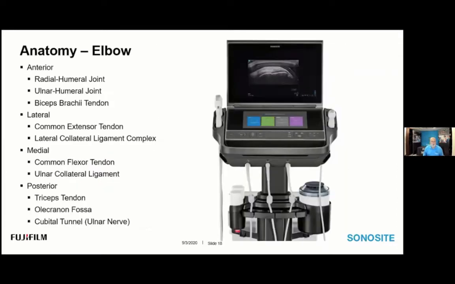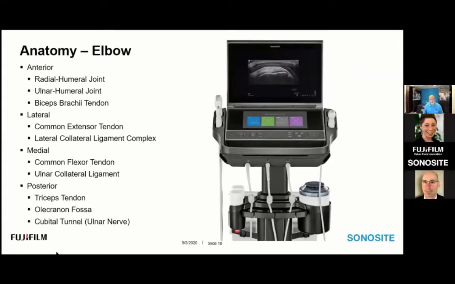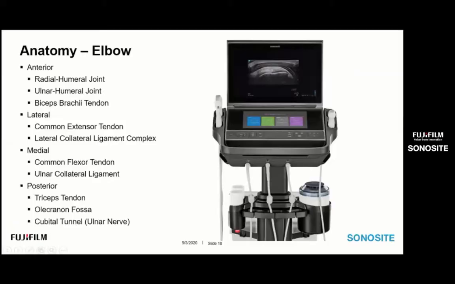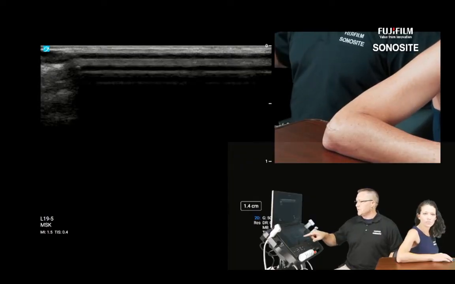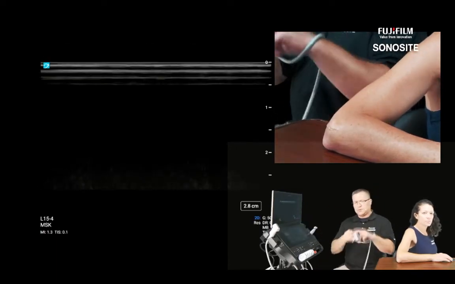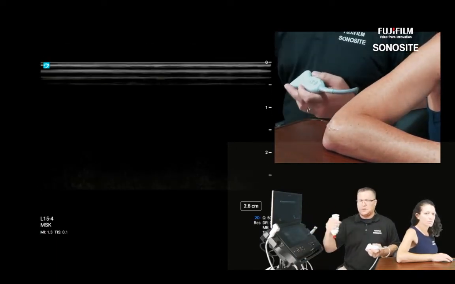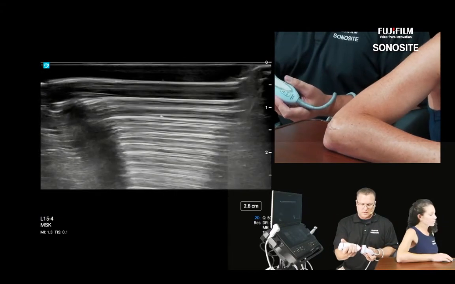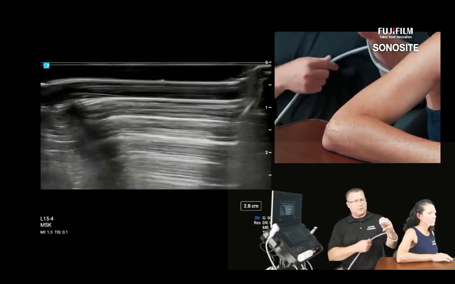Daniel, I'll turn it over to you now for demonstration of the lateral elbow. All right, thanks, Bill. I'm going to start the exam with the standard L15 transducer, and we'll look at the difference between the 15 and the 19 when looking at the lateral epicondyle.